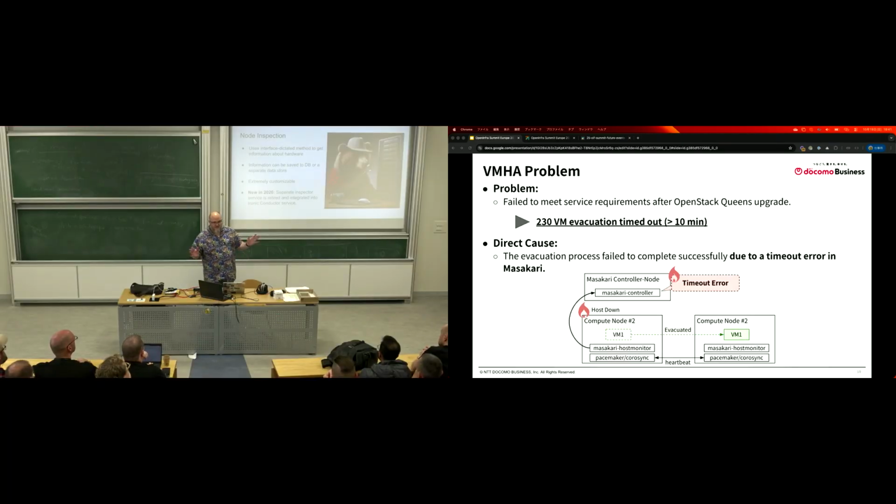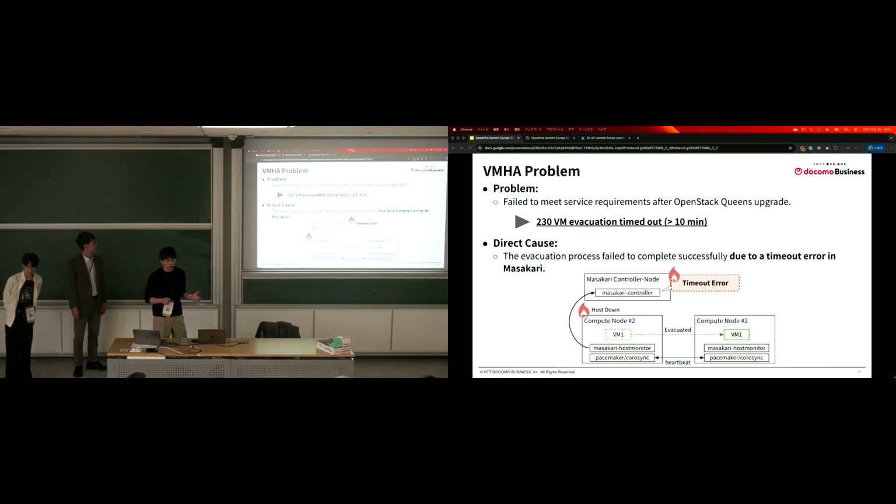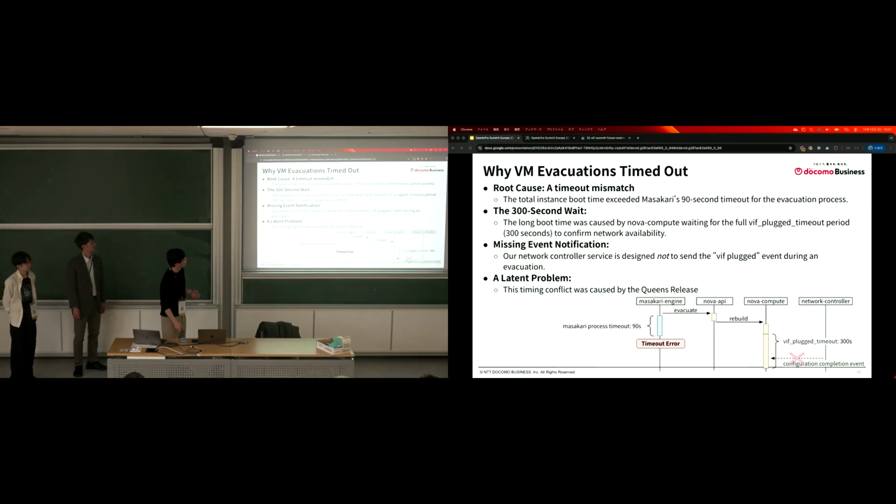After upgrading OpenStack to Queens, we faced a serious problem. The evacuation of 230 instances failed to complete within 10 minutes. This meant we could no longer meet our service requirement. We investigated and found the direct cause. The Masakari process failed due to a timeout. The root cause was that the instance boot time exceeded Masakari's 90-second evacuation timeout.